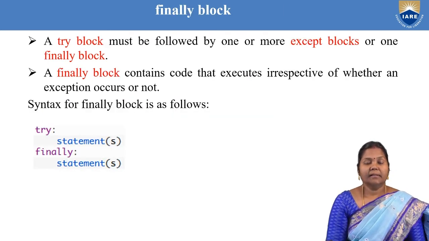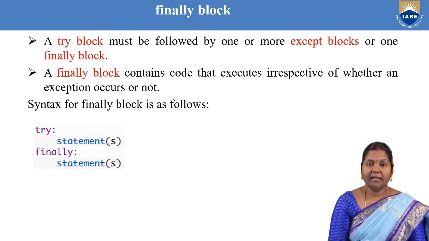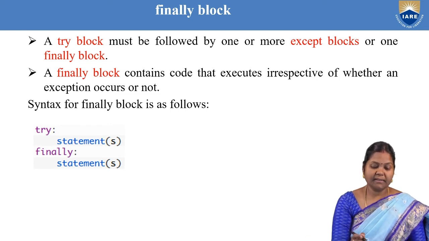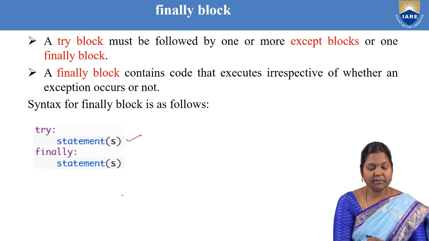Now, like the else block, there is also a finally block that can be written in Python. A try block must be followed by one or more except blocks or one finally block. A finally block normally contains code that executes irrespective of whether an exception occurs or not. That finally block will execute whether there is an exception or not. Let us see the syntax. Try some statements, and if you want to handle exceptions, you can write the different except blocks, and this finally block will be executed at the end.